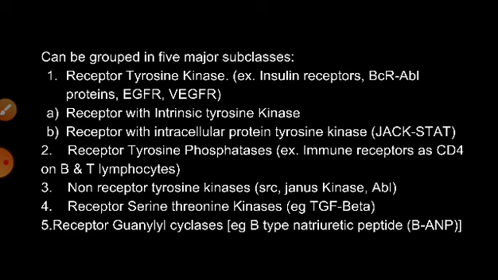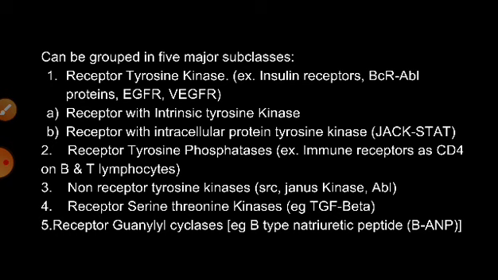The second type is the receptor tyrosine phosphatases. In place of tyrosine kinases, they have tyrosine phosphatases, right? They are used in immune receptors such as CD4 on B and T lymphocytes. The third type of receptor is called non-receptor tyrosine kinase, right? Here also SRC and JAK-type kinases, and ABL, are using this kind of receptors.